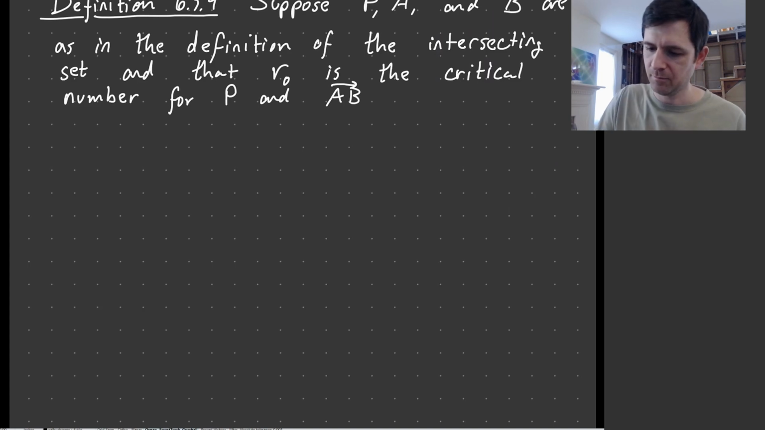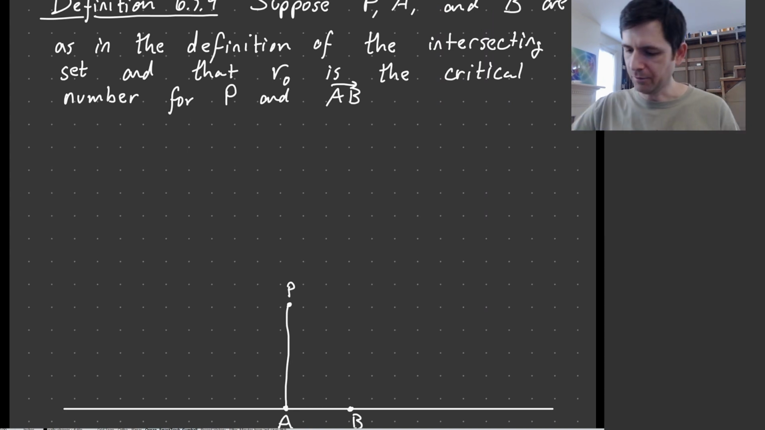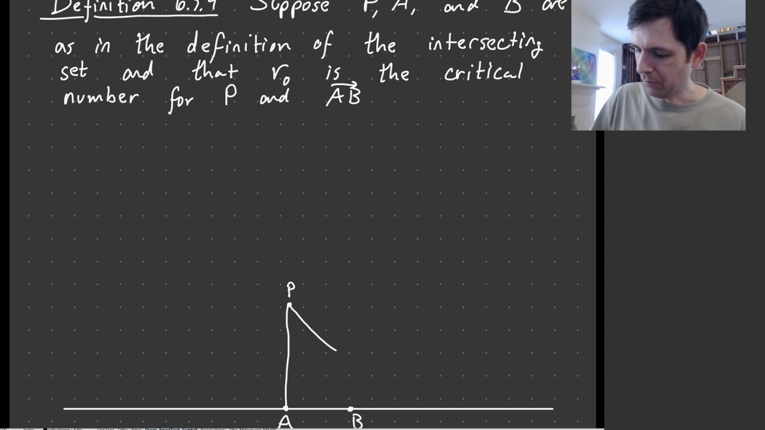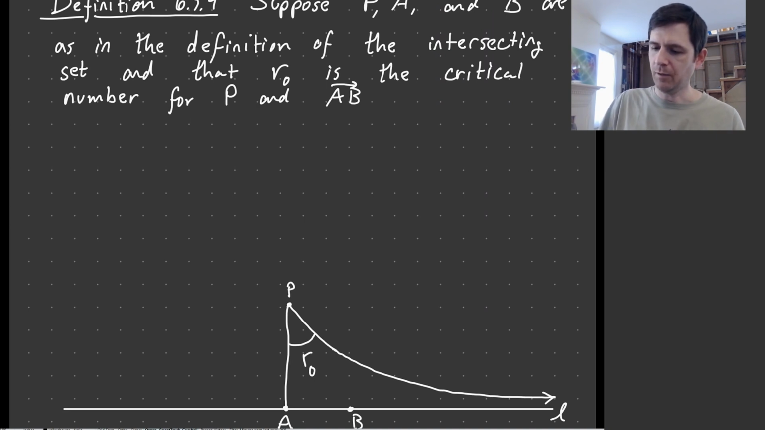So the picture, I have my P, my A, B over here, and R naught is the critical angle. So if I draw something at the angle R naught, then it will be parallel to L, or to AB, if you like. And anything less than that, if I draw anything that's even a little bit less, it's going to intersect it somewhere.